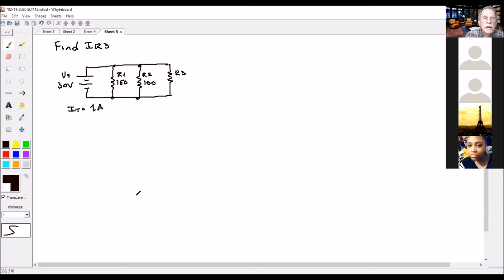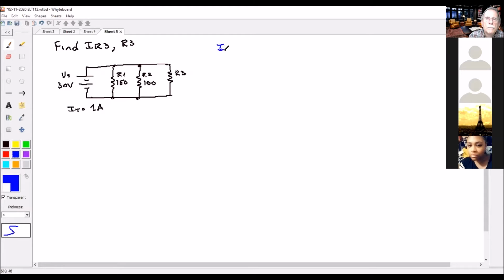Let's say we were given that circuit and we had an IT equal to 1 ampere. You might say, oh yeah, but before you found this current, this current, this current, and figured out IT. Now I'm saying I'm going to give you IT, and you've got these three resistors. And actually what we want to find is, what's the value of R3?